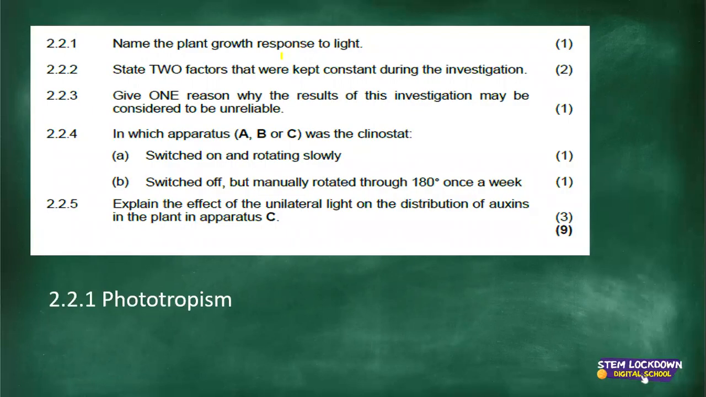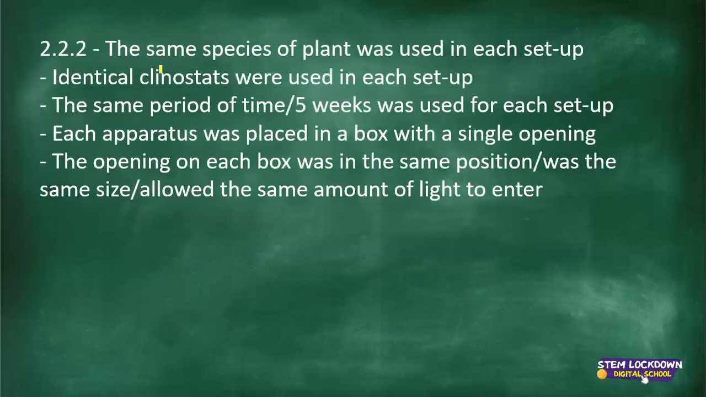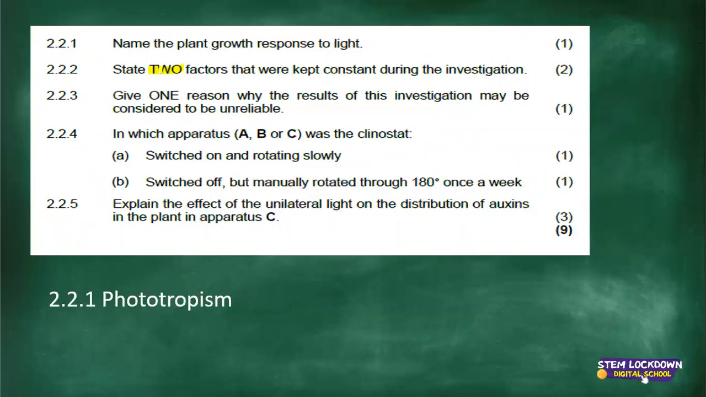So the question is asking only for 2 factors. So if you can write any 2 of these, you'll be correct. Any of the 2. Again, the same rules apply. If you write more than 2, the only ones that will be marked are the first 2 answers. And then that is it.